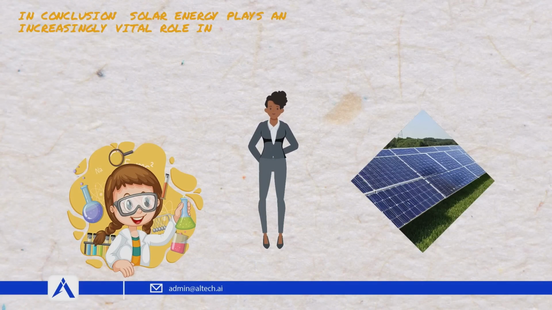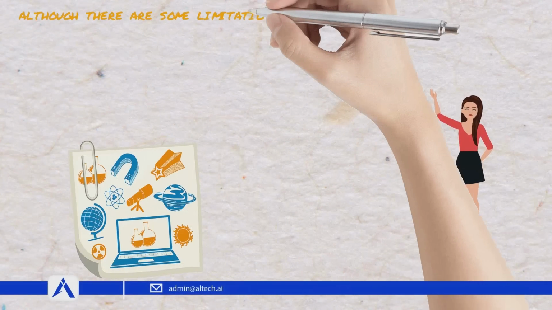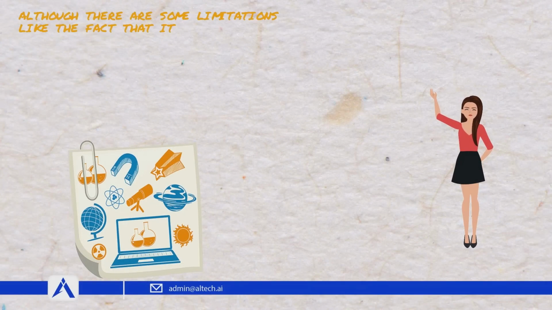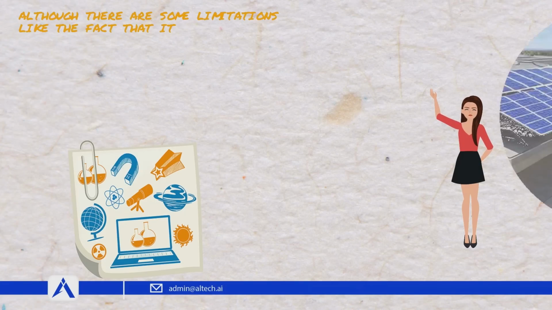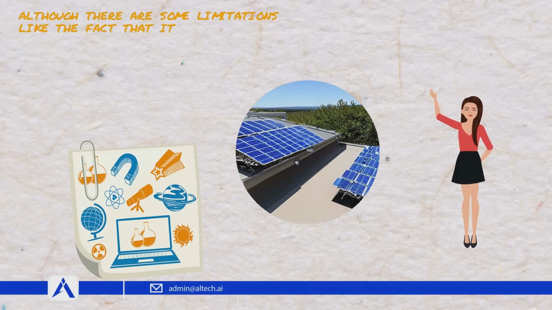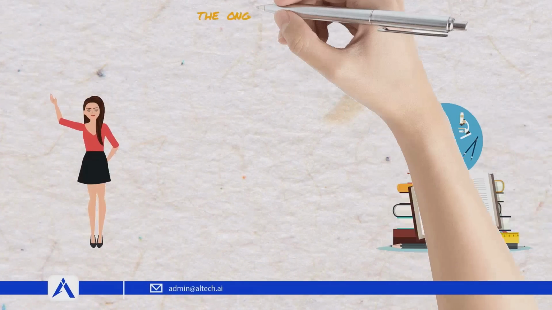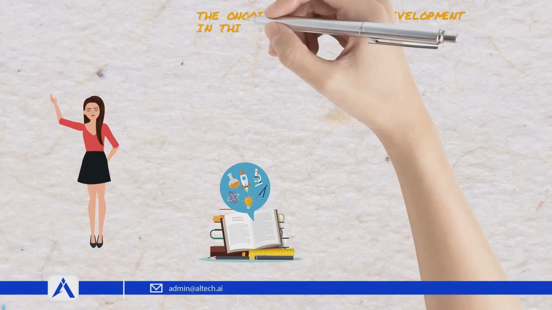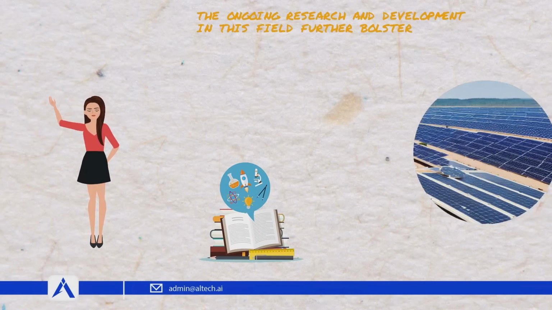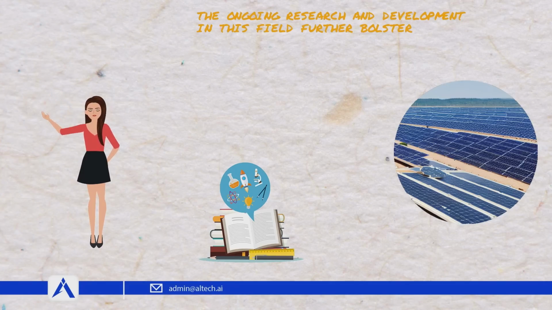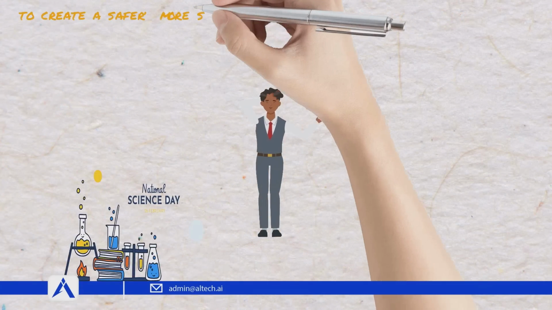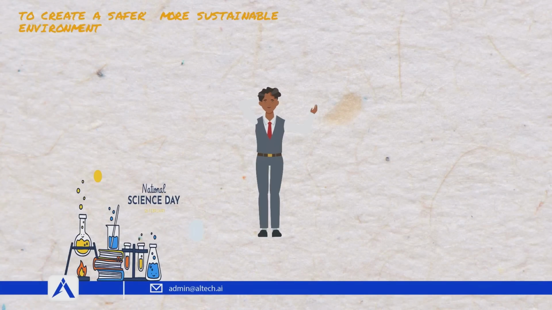In conclusion, solar energy plays an increasingly vital role in the world's power generation. With the constantly rising demand for electricity, the availability of clean and renewable energy sources is vital. Solar power systems are not only eco-friendly but also cost-effective in the long term. Although there are some limitations like the fact that it only generates energy in daylight hours, investments in energy storage technologies have made it possible to overcome these limitations. Future advancements promise more efficient and more affordable solar panels. The ongoing research and development in this field further bolster the hope that solar energy will soon become the primary source of energy worldwide.